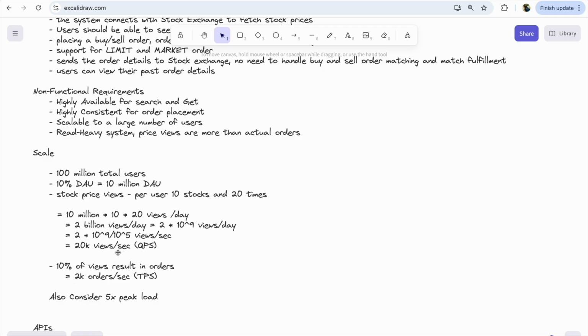Also, these are the normal calculations we have done. We should consider some peak load, right? Consider around 5 times peak load. So then this will be 5 times all of that.